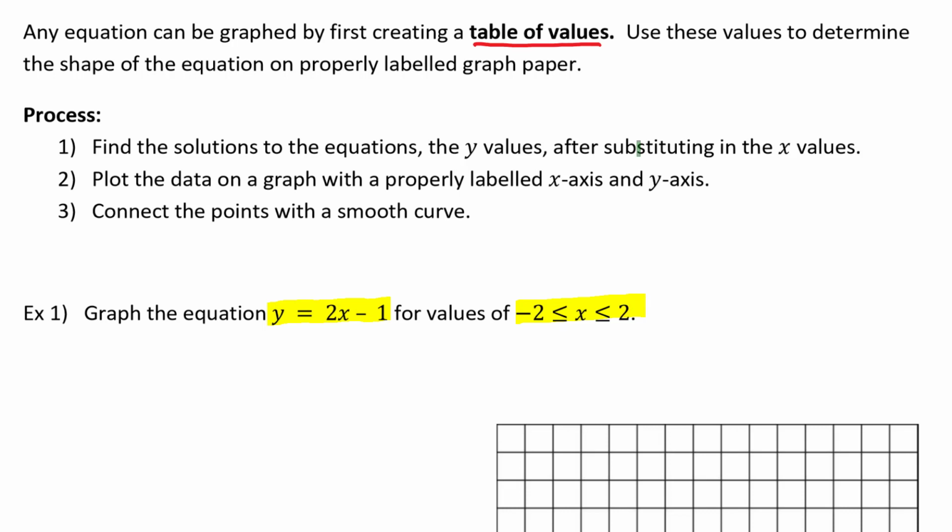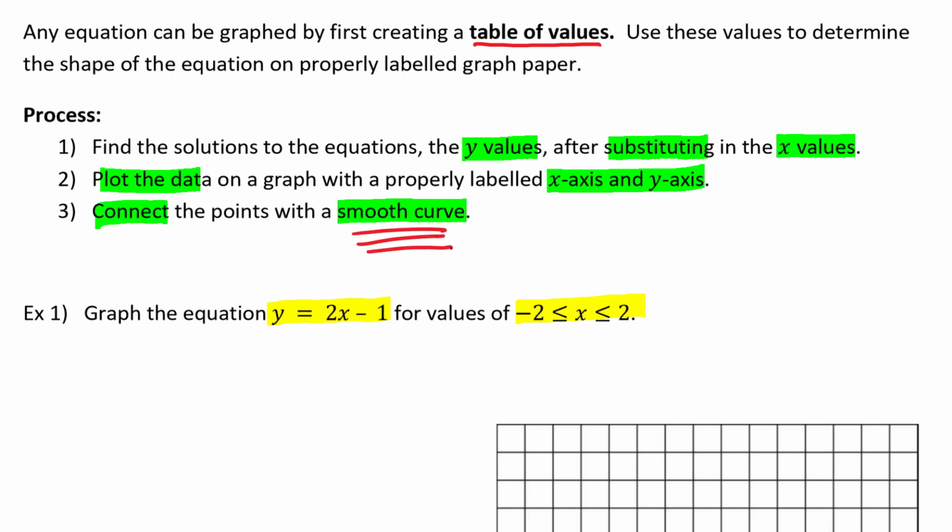Step number 1, sub in your x values and solve for the y values. Step number 2, plot the data points on a properly labeled graph with an x and a y axis. Step number 3, connect the points with a smooth curve. If it's a straight line, you can use a ruler. If it's not a straight line, don't use a ruler. We don't want jagged edges on our line. We want a nice smooth curve. Very important for the laboratory. Let's graph that now.